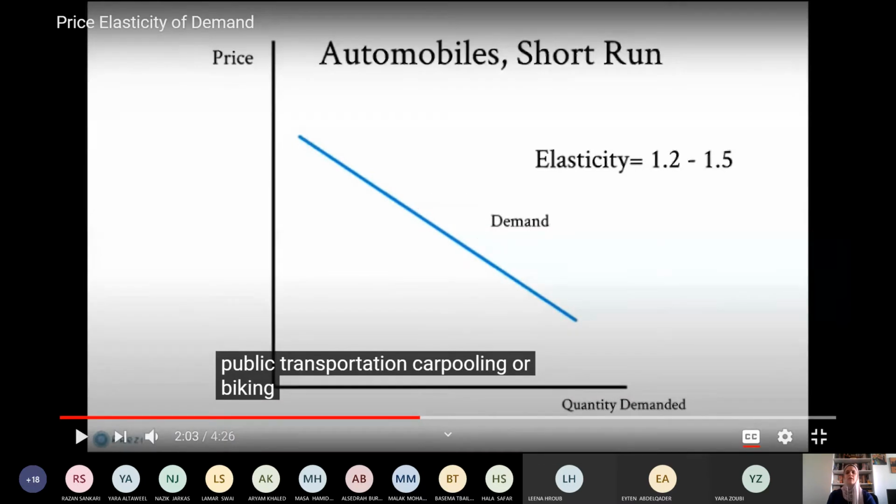Yes, if all of the car companies increase their cost, I will take transportation. So a great change will happen if they increase the price.